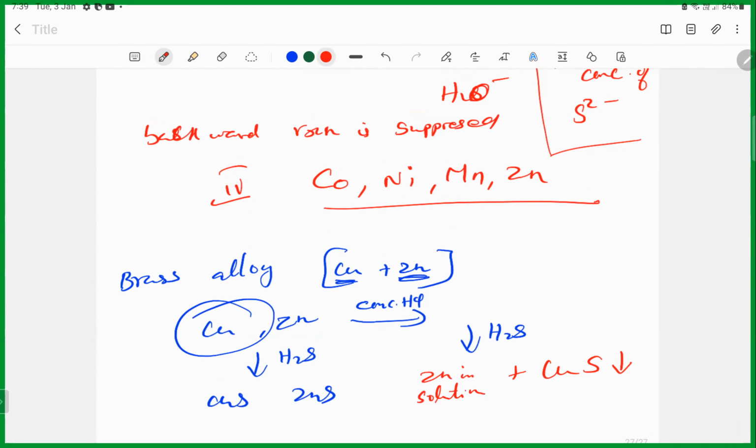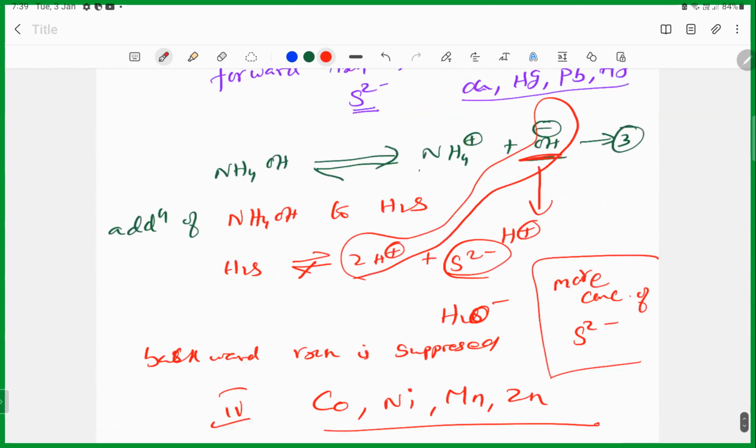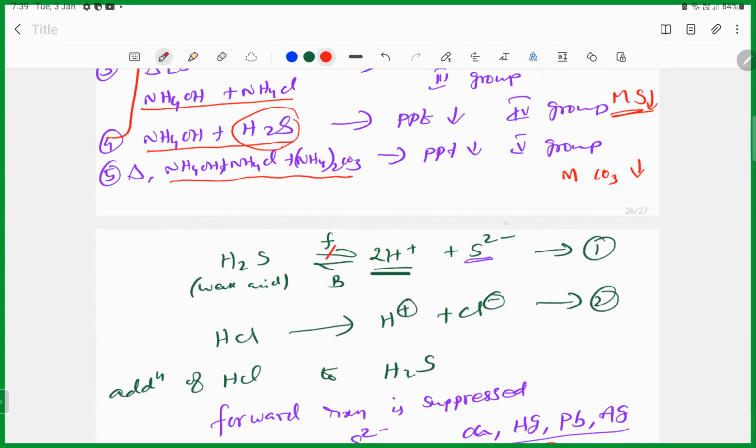Why? Because when you are adding HCl, it suppresses the forward reaction. So you have a very small quantity of S2 minus. This quantity is sufficient to precipitate the second group metal, then the fourth group metal. So Zn will be in the solution.